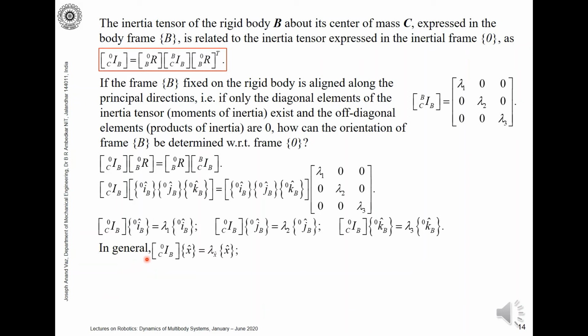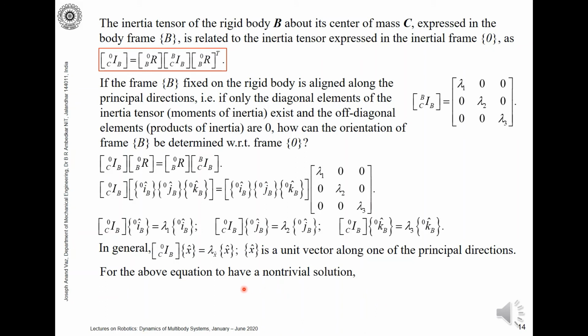So in general, we can write this as the inertia tensor operating on a unit vector is equal to a scalar lambda corresponding to that unit vector, the same direction, operating on the unit vector. So x cap can take any one of these forms here. So in general, we write it like this. Now, x cap is a unit vector along one of the principal directions.